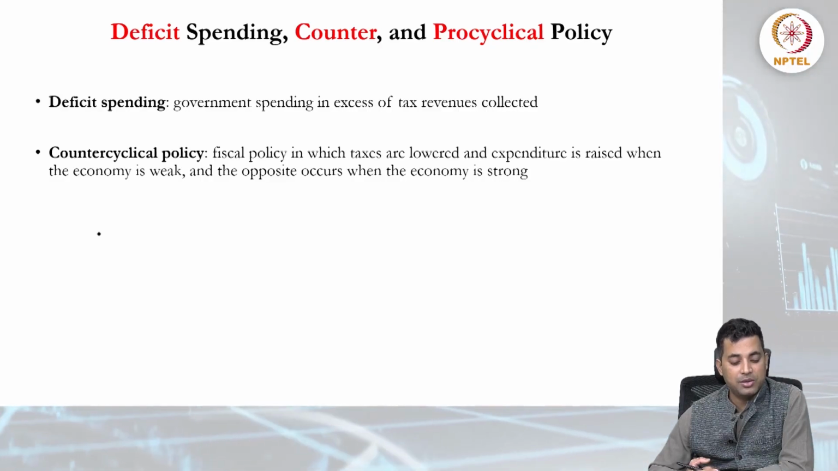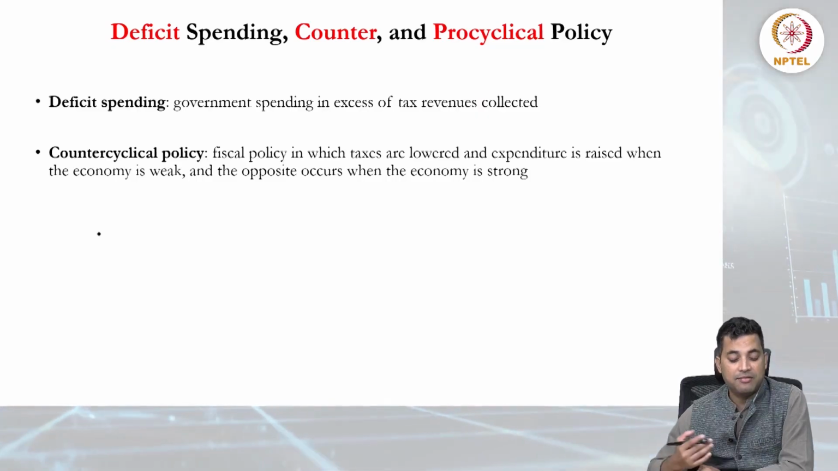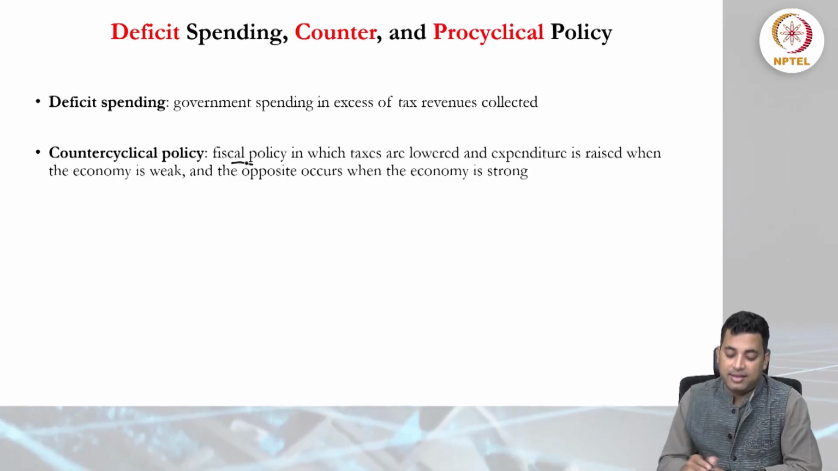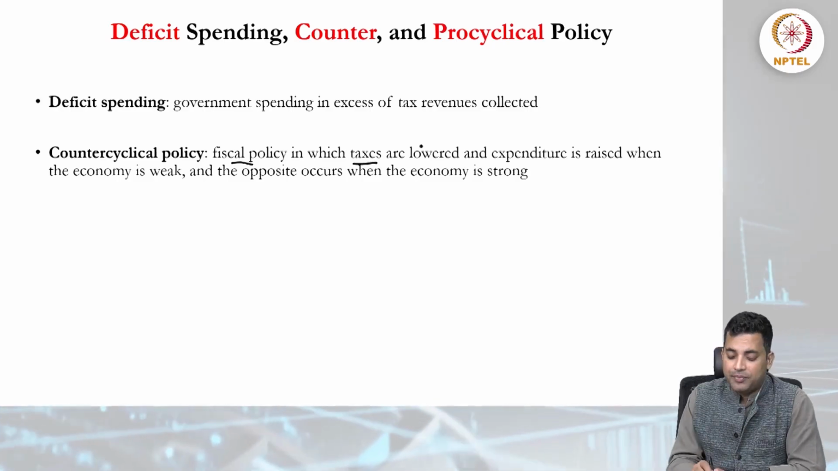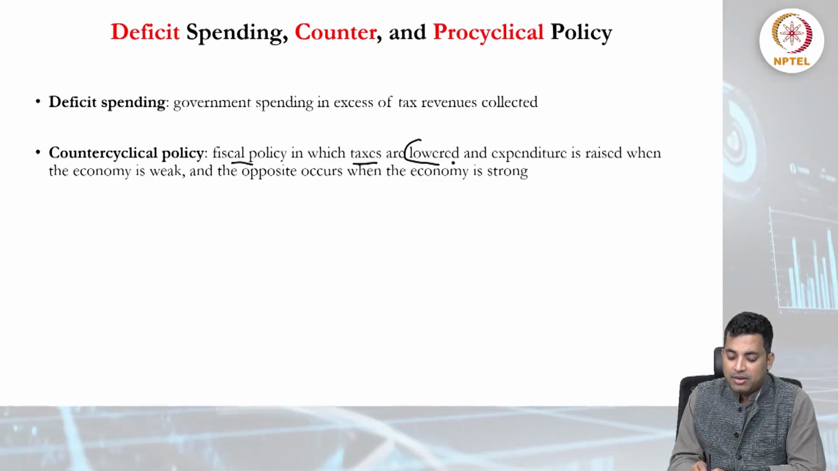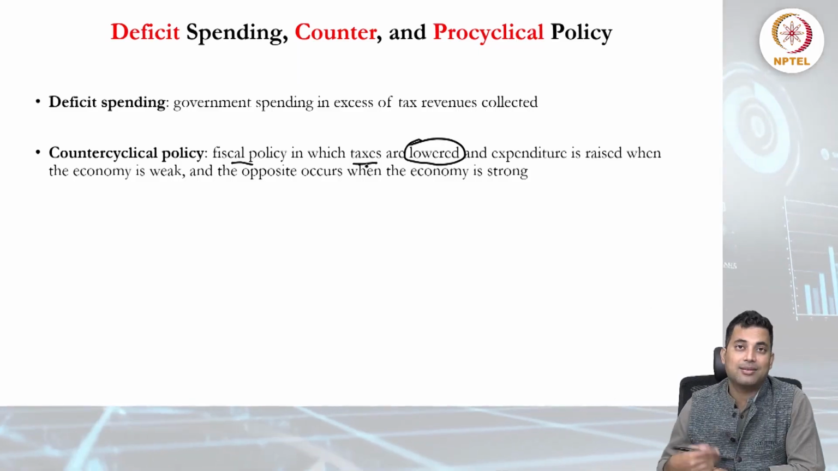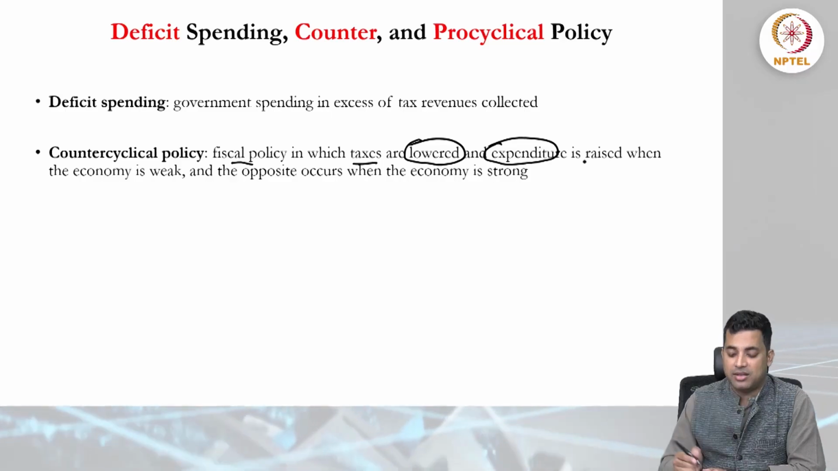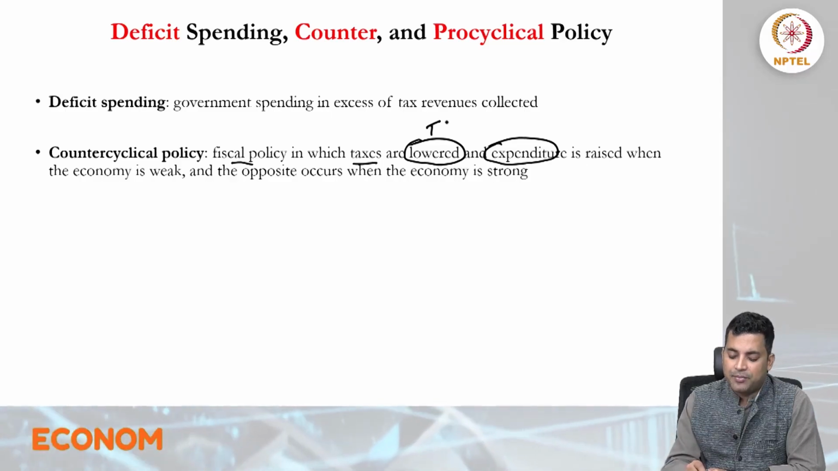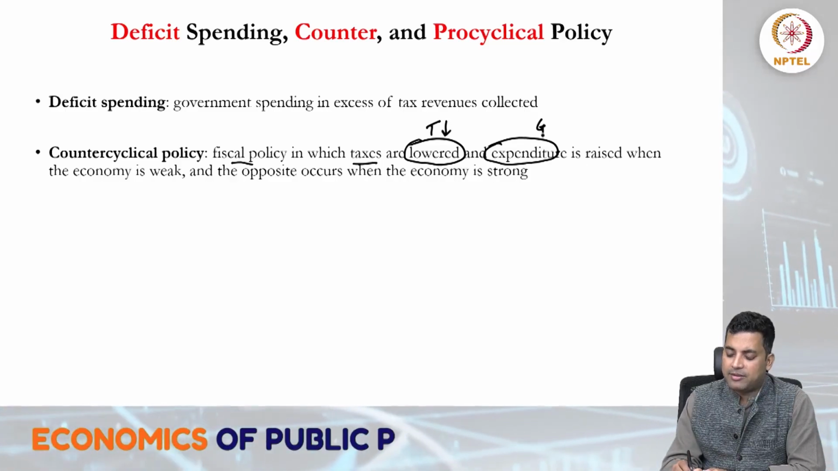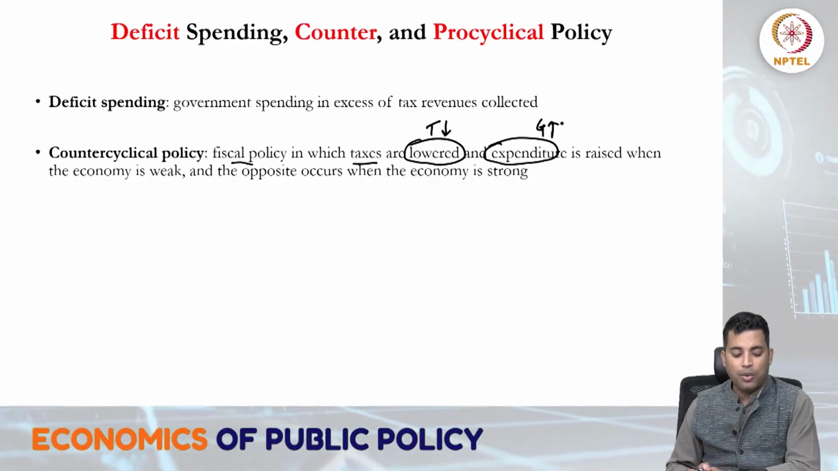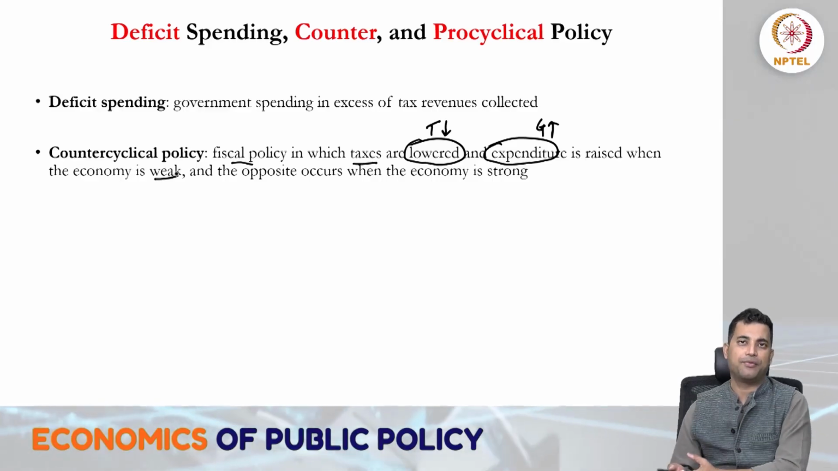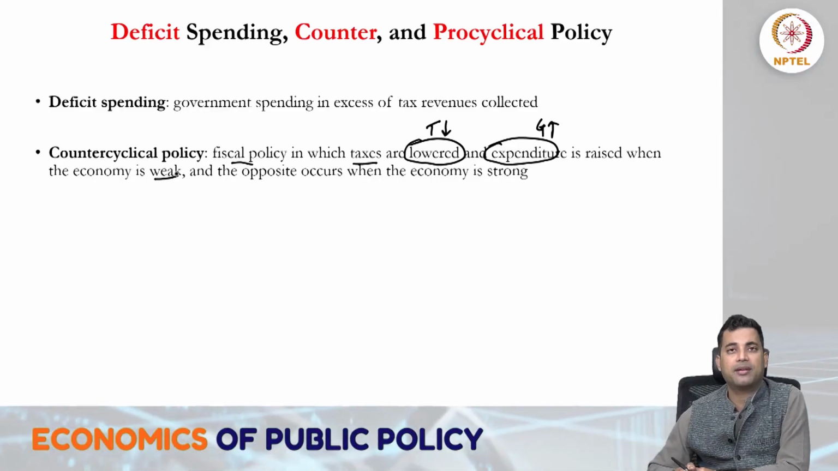So counter cyclical policy is a type of fiscal policy in which taxes are lowered. So that is very important to remember. Taxes are lowered by the government, and expenditure is raised. So taxes are lowered and government expenditure is high when the economy is weak. So this is quite obvious. I think there is no further explanation required.